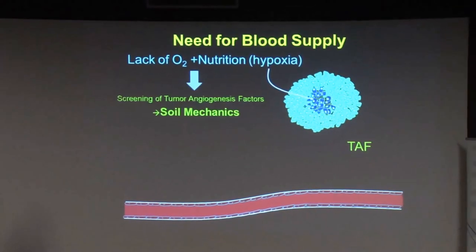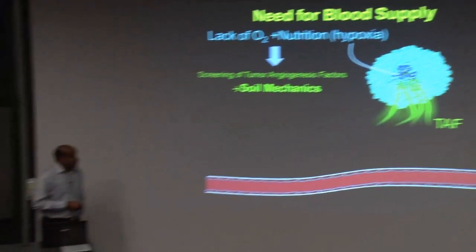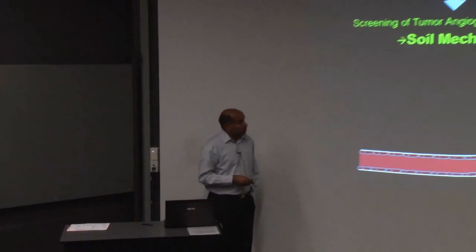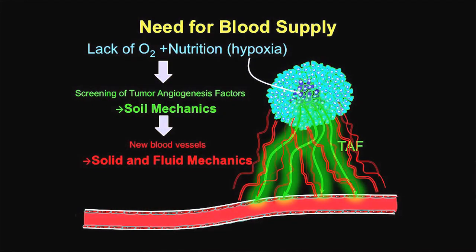And if you have a lack of oxygen, then the tumor secretes some material called TAF, and it encourages the vessels to create new ones. And these new vessels will be created, and the problem with these new vessels is that they are leaky, and they are not good at supplying the blood.